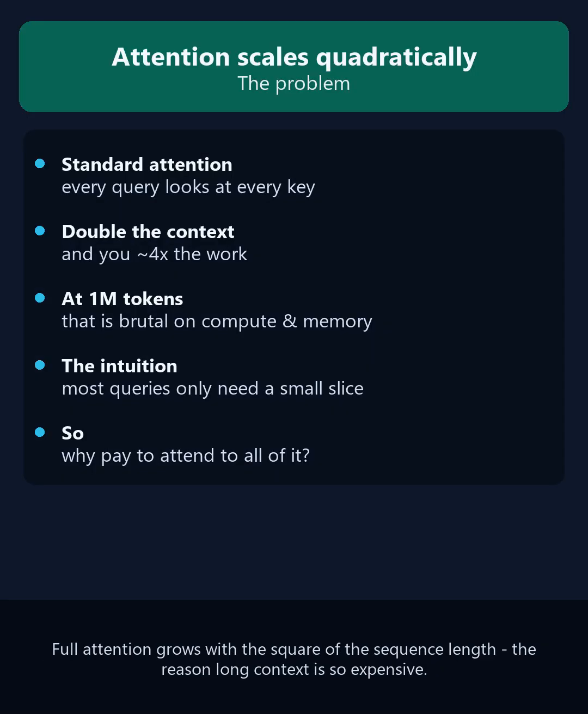Start with the pain. In standard attention, every query token looks at every key in the context. Double the context and you roughly quadruple the work. That quadratic blow-up is why long context is so expensive in both compute and memory. But here is the intuition MoBA leans on. For most queries, only a small slice of the whole history actually matters. So why pay to attend to all of it?